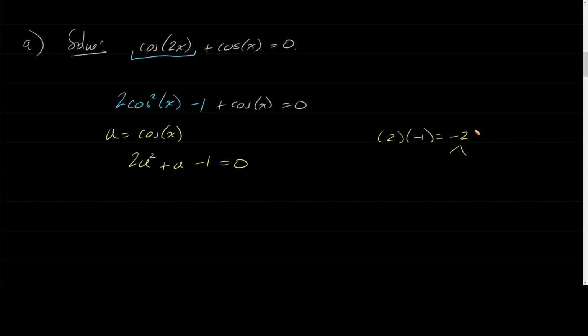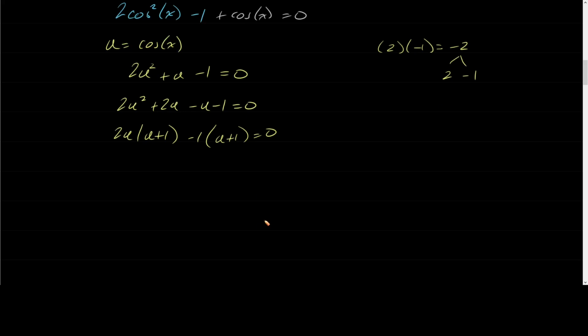I need two numbers to multiply to negative 2 but add up to positive 1. Those will be 2 and negative 1. How convenient. So we have 2u squared plus 2u minus 1 is equal to 0. From the first two, I can take out a 2u. I'm left with a u plus 1. From the second two, I can take out a negative 1, and I'm left with a u plus 1 equals 0. At that point, I see that both of these have a u plus 1, so we can factor that.